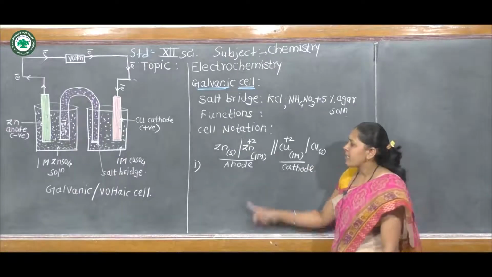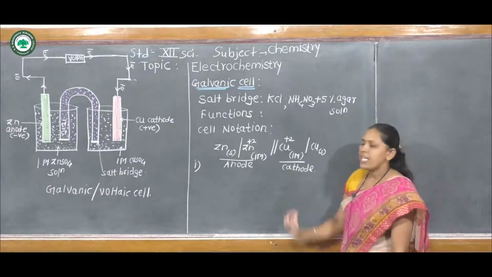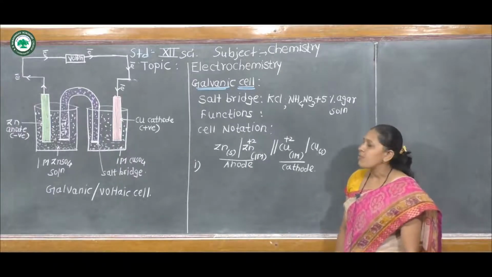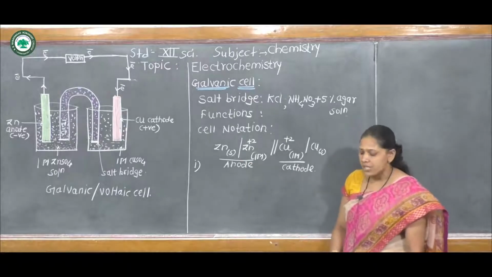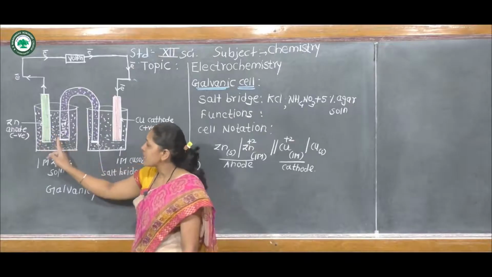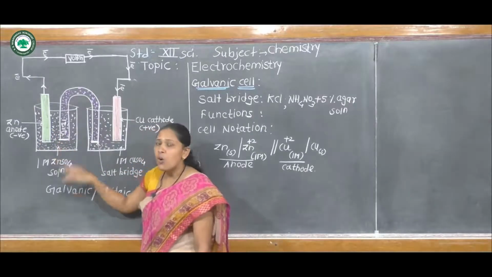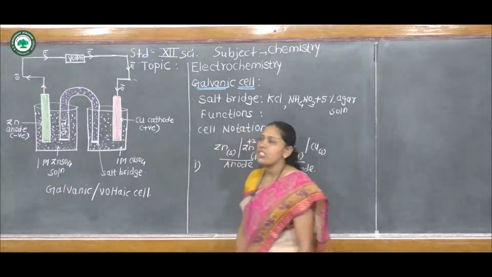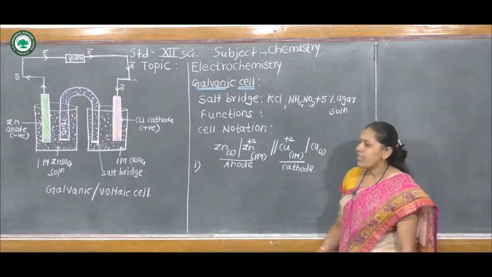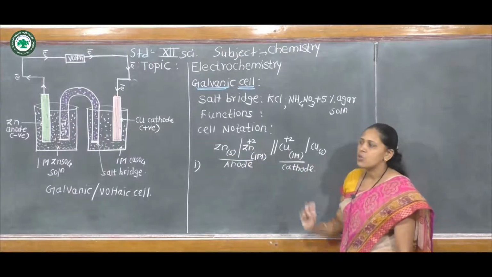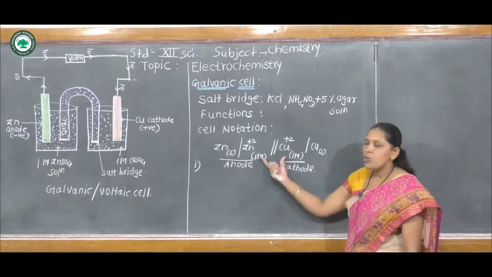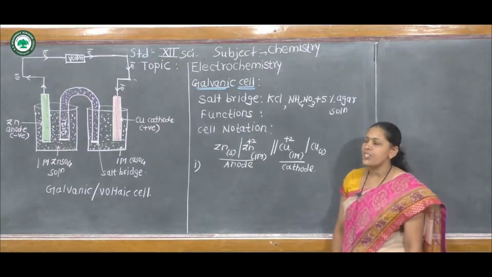Then what is meant by this single vertical line? What is meant by this double vertical line? Single vertical line indicates direct contact between a solid electrode and its aqueous solution. Here, this zinc solid electrode is dipped in a solution of its own ion having 1 molar concentration. Therefore, this single vertical line indicates direct contact between this zinc electrode and its solution, and the double vertical line indicates these two solutions are connected by a salt bridge.